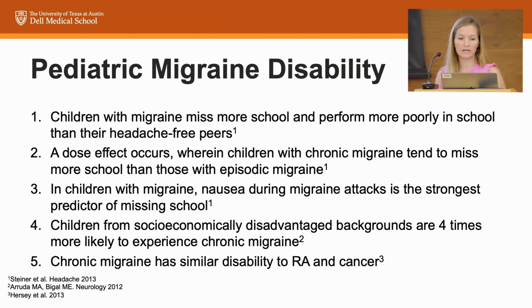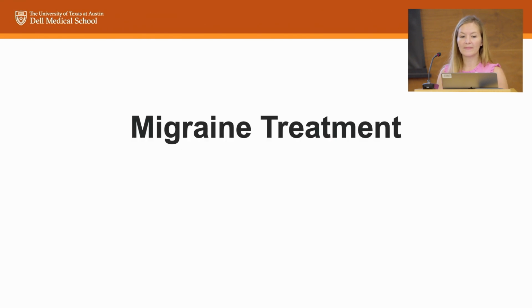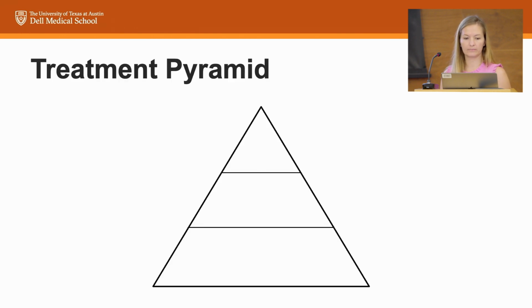So it's so important that we not only identify and diagnose these patients, but then once we do that, how do we think about treating them? I talk about migraine treatment as a pyramid, with a foundation of my pyramid being lifestyle regularity and then really making sure we have kind of a holistic plan.